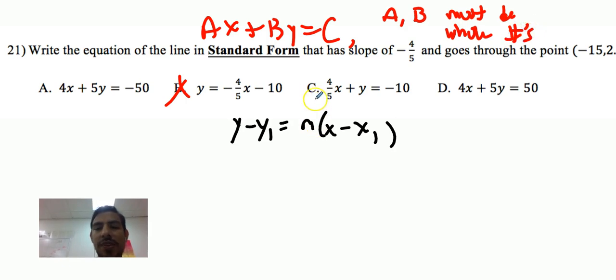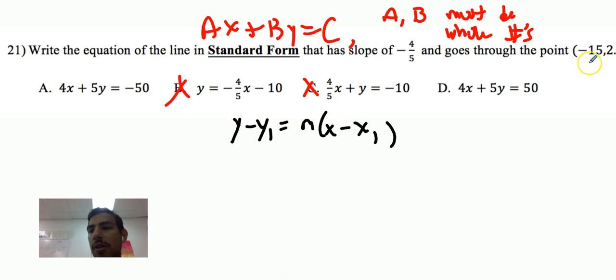Which means C can't be it, because 4/5 is not a whole number. So my two options have to be A or D. On a test, if you're using that test-taking strategy, I applaud you, because again, using that sense and working with what you got to eliminate and give yourself better odds is a good idea.